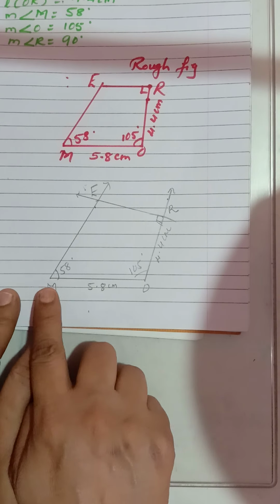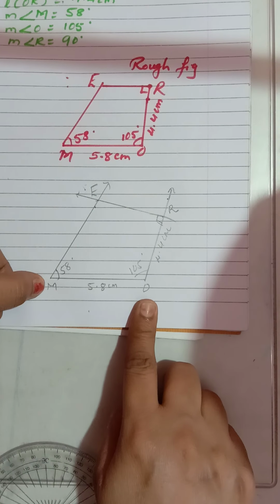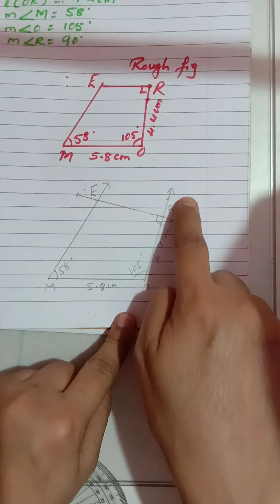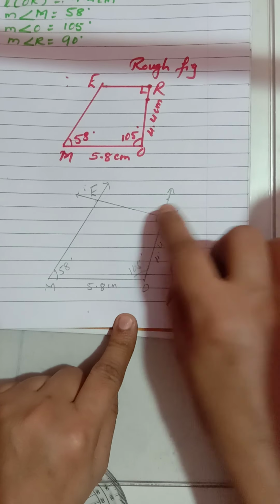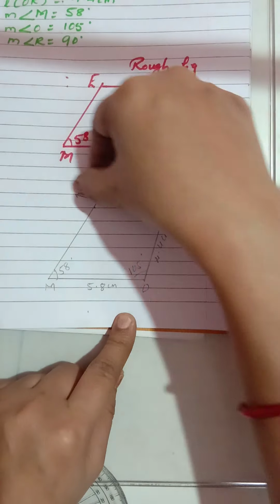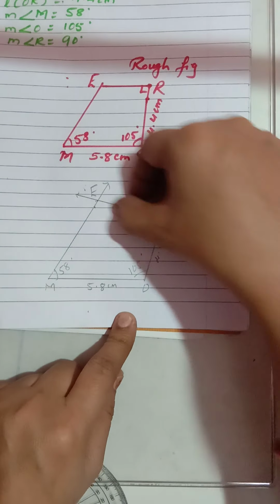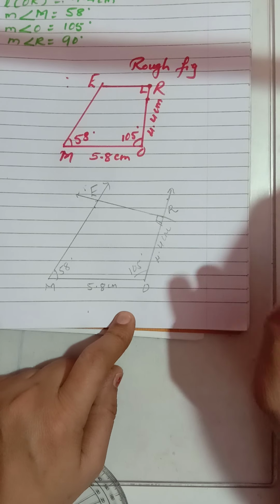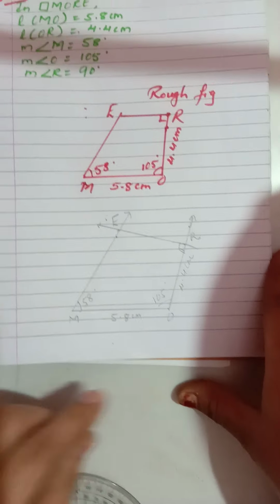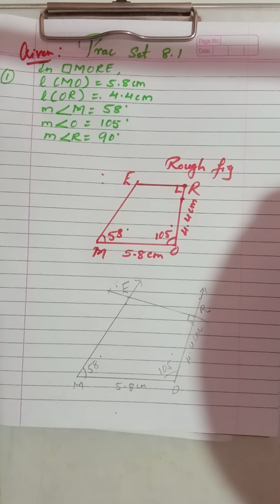Again I repeat, first base MO 5.8. After that draw angle M 58 degree, angle O 105. Then take 4.4, cut the arc, that will be the third point R, and from R you can draw 90 degrees straight directly, or keep the protractor and do the construction. So this way we have completed. I hope this is clear to you. If not children, please replay the video and see the construction.